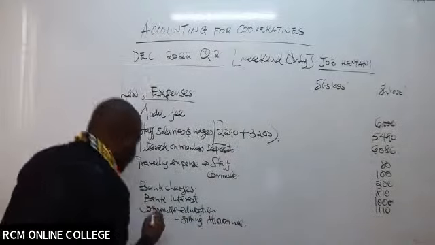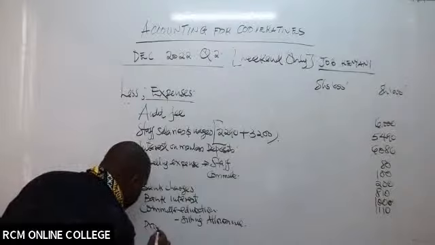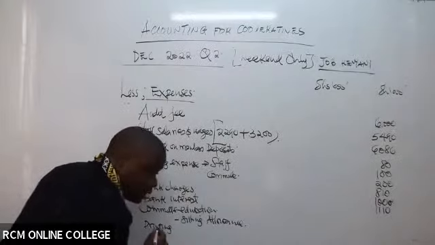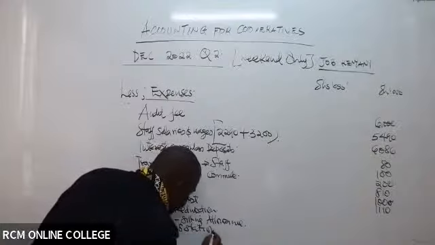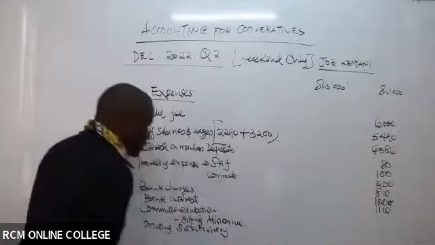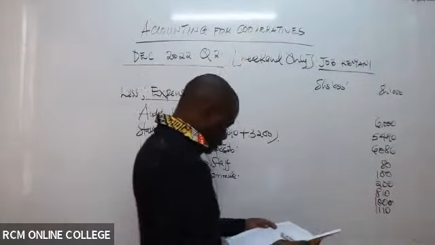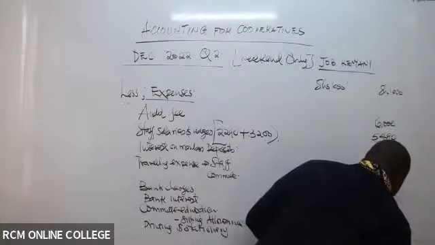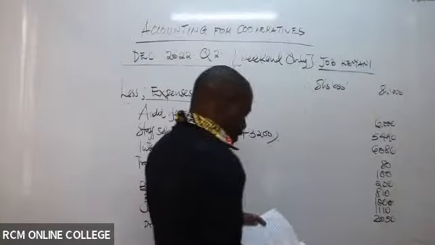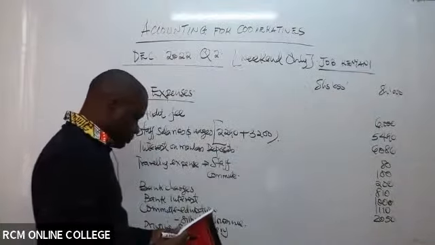So there's actually also printing and stationery. Hope you can see here. Printing and stationery, that is 2050. So there's printing and stationery, which they incurred, 2050.